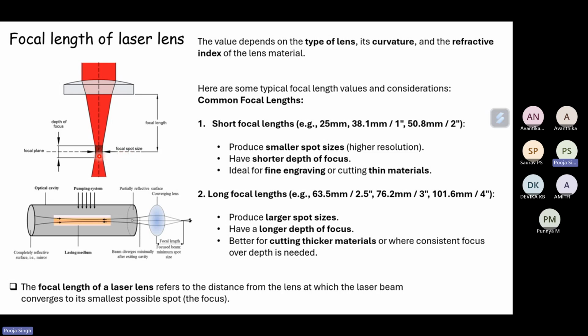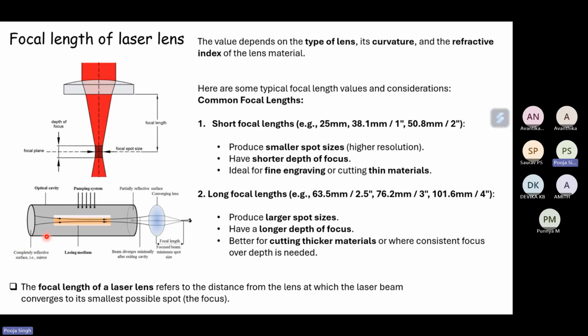Okay, now the two important things, the depth of focus and the focal length, which we will study in the next slide. So this is basically a simple thing. What is the focal length? It is the distance from the lens to the focal spot size. Okay, so where basically are these lenses present in the laser?